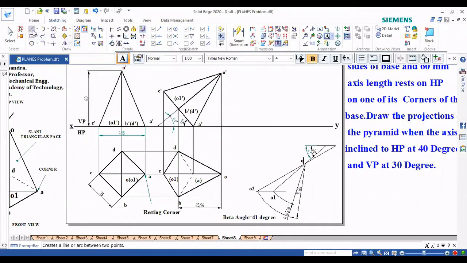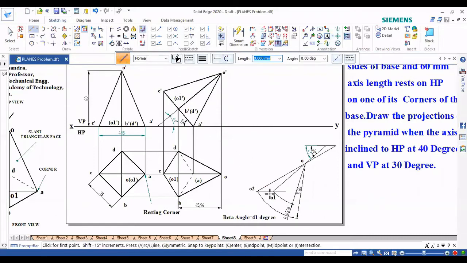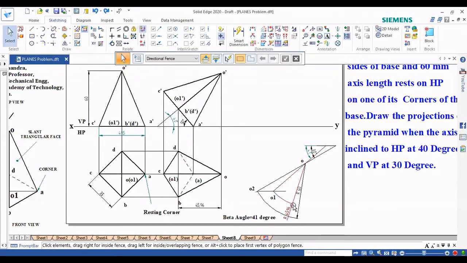So what you can do is draw a line from here perpendicular to this, and then you can measure this O1D and cut it on both sides, and you can join. That is one of the methods.